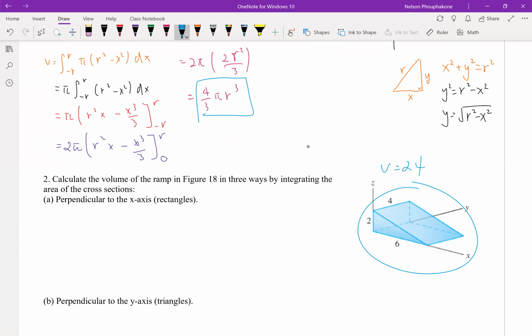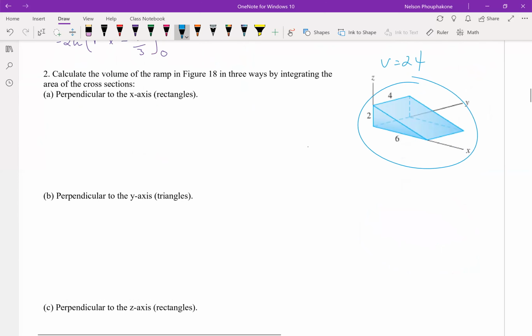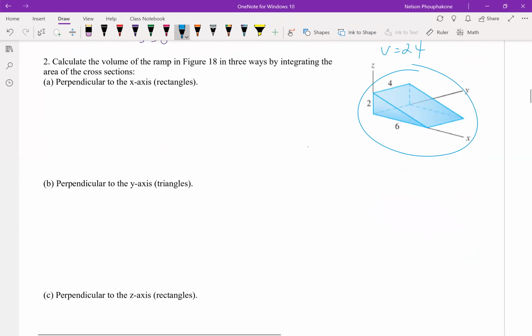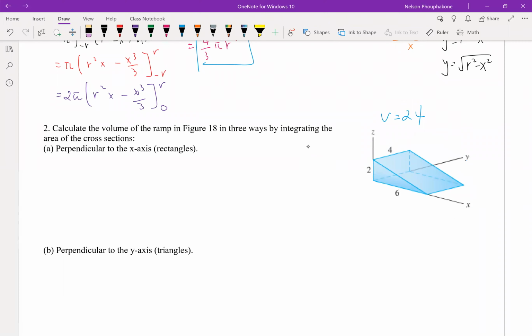Of course, right now, what we want to do here is use calculus to find the volume of this object. I would like to approach it in 3 ways. One is perpendicular to the x-axis, another is perpendicular to the y-axis, and the last one is perpendicular to the z-axis. So how do we actually do this? Again, remember we know the answer already. The volume must be 24. Let's see how we actually work out this problem.